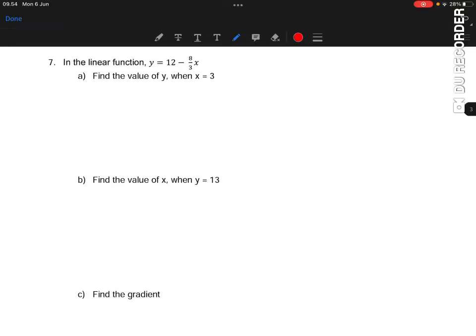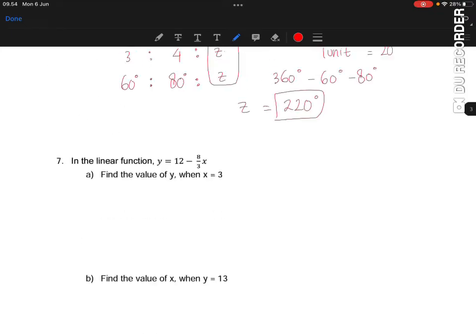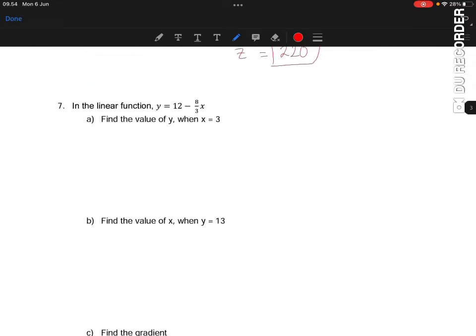Alright, hi again. So we continue with number 7 now. Last time we finished with numbers 1 to 6. Move on to number 7.